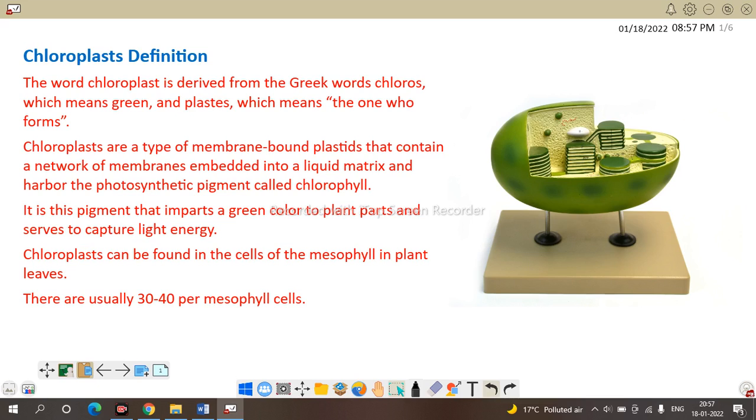The matrix is called stroma, and it helps in production of chlorophyll. It is the pigment that gives green color to plants. The pigment imparts green color to the plant part and serves to capture light energy, where light energy is converted into chemical energy by the process of photosynthesis. Also, water is released in this process.